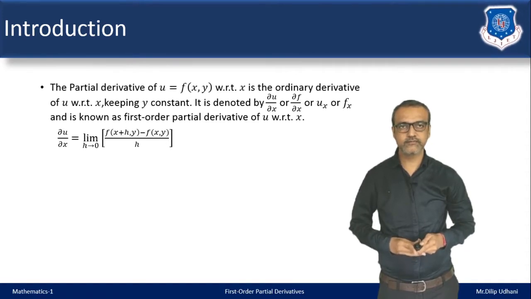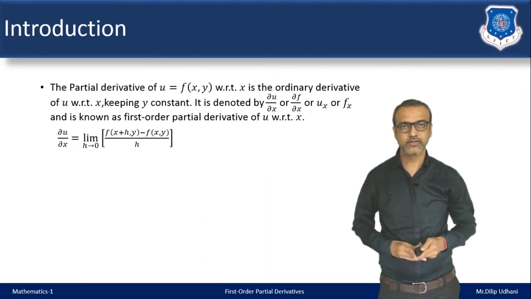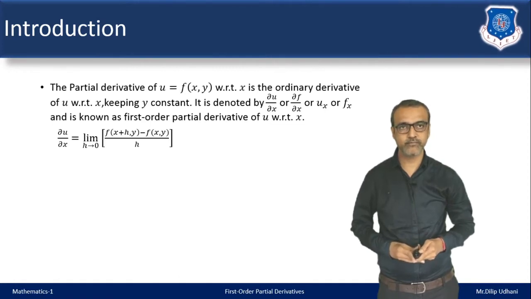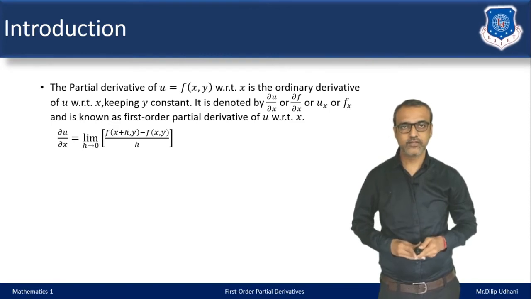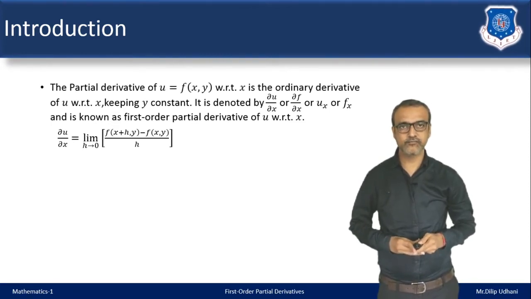So first of all, what is dy by dx? dy by dx is nothing but change in y when there is a change in x. So what will be del u by del x? Del u by del x is nothing but change in u when there is a change in x but keeping y constant, right? So that is function of x plus h comma y minus function of x comma y. This is nothing but change in u keeping y constant. So this is the definition of del u by del x using limit.